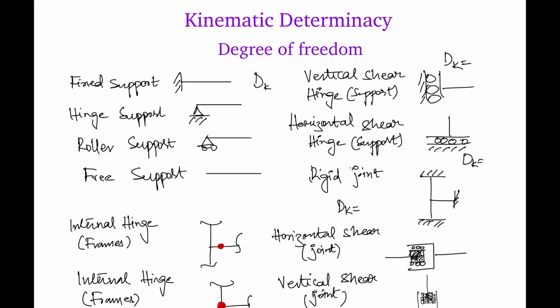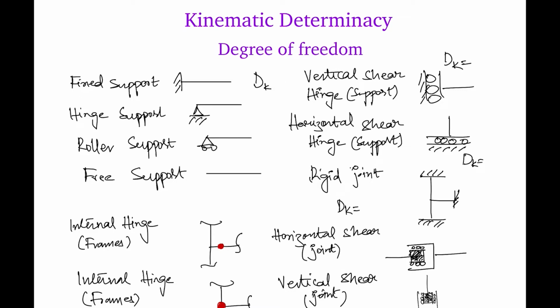In the previous session, we have seen what is static determinacy, how you determine static determinacy, what the types are, and how they are classified as external static determinacy or internal static determinacy. In today's session, we will see how kinematic determinacy is determined, or what is called degree of freedom. So we have some standard supports, and we'll see how to determine and what we mean by degree of freedom.